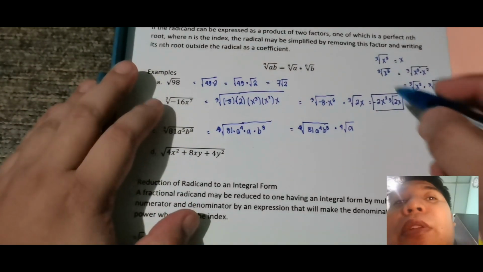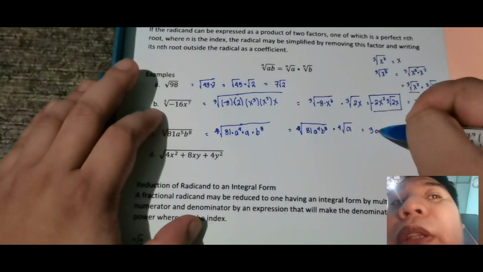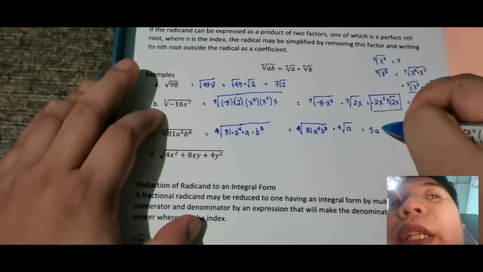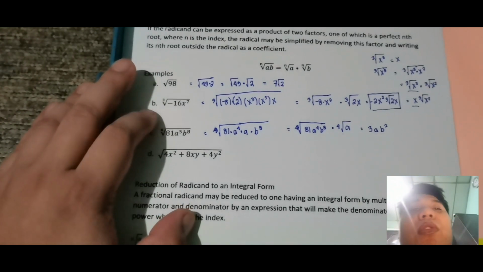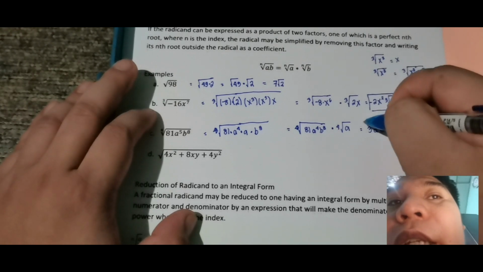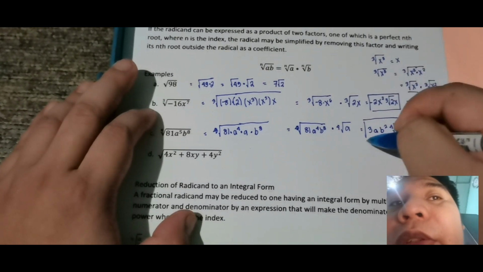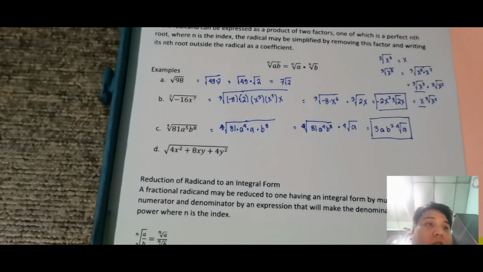Okay, then the fourth root of 81 is equal to 3. The fourth root of a to the 4th is a. The fourth root of b to the 8 is b squared, because 8 divided by 4 is 2. Then attach here the fourth root of a, and that is the answer. Okay, so that's how simple it is. So next, letter D.